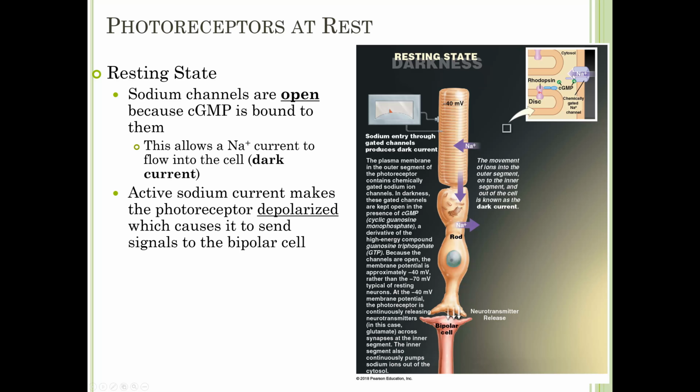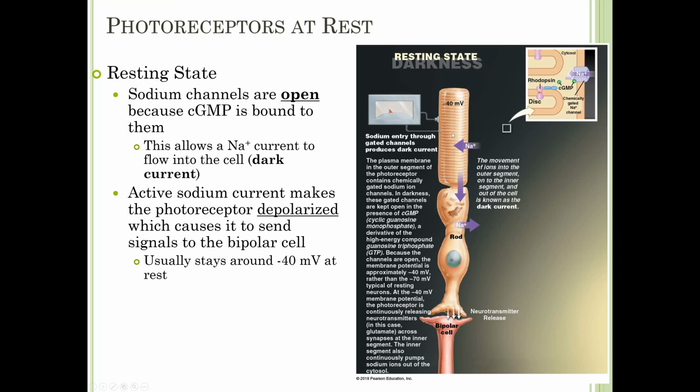Having this active sodium coming into the cell keeps the photoreceptor depolarized. Remember, resting potential is normally negative 70 millivolts. At rest, the photoreceptor, because it has the sodium coming in, actually has a membrane potential of minus 40 millivolts, which is depolarized above threshold. So it's actually sending action potentials or signals through neurotransmitter release to the bipolar cell.